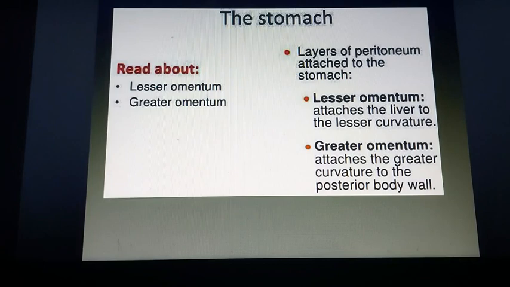The lesser omentum attaches the liver to the lesser curvature, as we already discussed. The greater omentum is attached to the greater curvature of the stomach towards the posterior body wall.